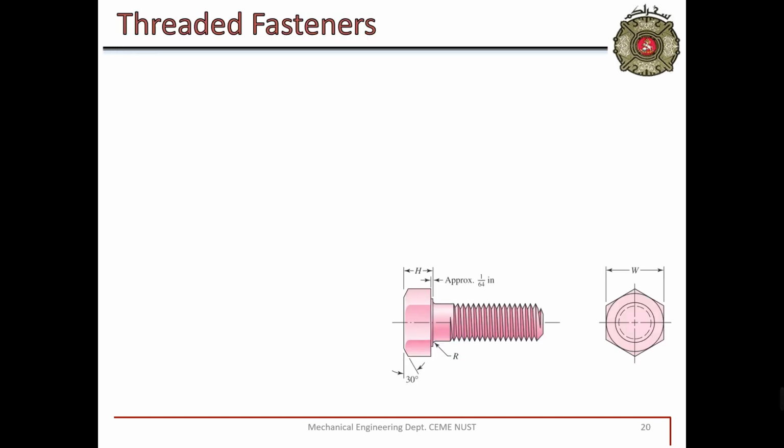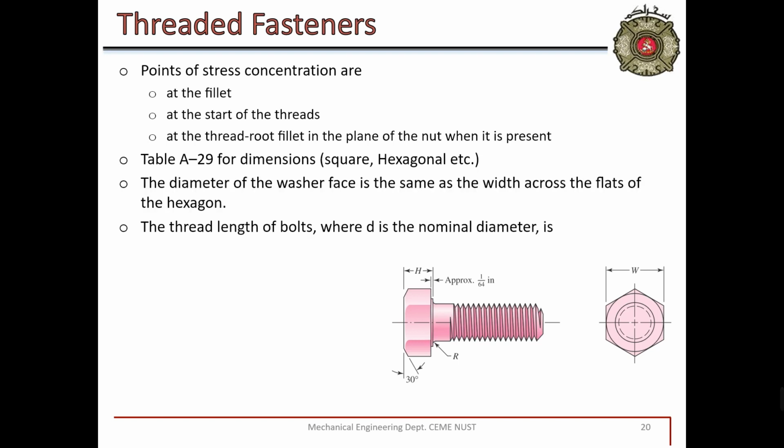Then after completing that topic, we came to the threaded fastener. In the threaded fastener, we started with some definitions. From now on, we are in this topic. There were a lot of tables, so you can go through the book and note which table is to be used for which purpose. For example, in table A29, you can check the square hexagonal dimensions.